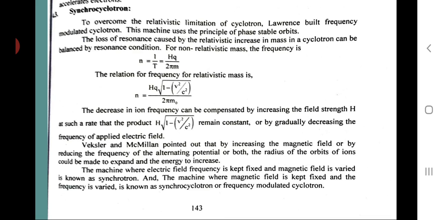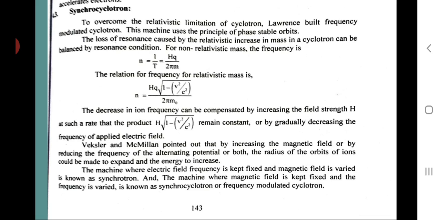The decrease in ion frequency can be compensated by increasing the field strength H at such a rate that the product of H and under root of 1 minus v square upon c square remains constant, or by gradually decreasing the frequency of the applied electric field.